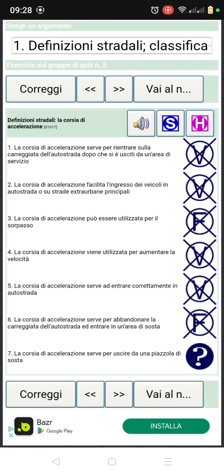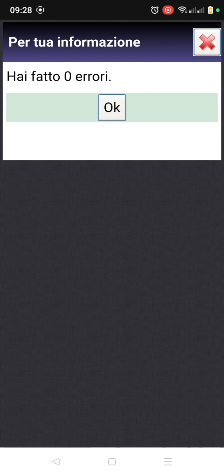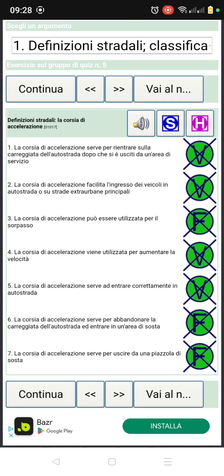Number 7. La corsia di accelerazione serve per uscire da una piazzola di sosta. So he said the acceleration lane serves to exit a resting area. No, it's false. So let's correct it and see. So we have 7/7. It's very clear here.